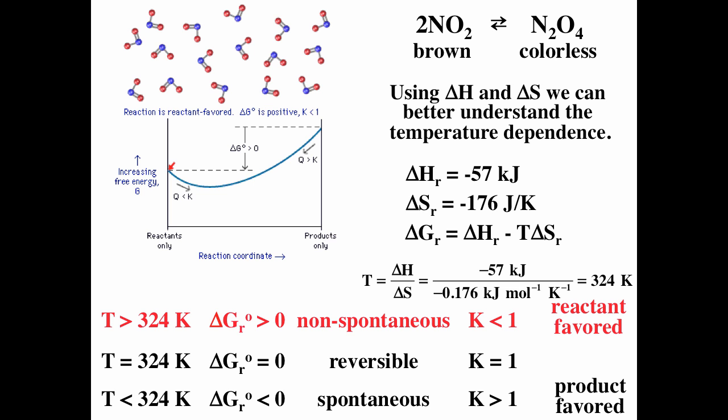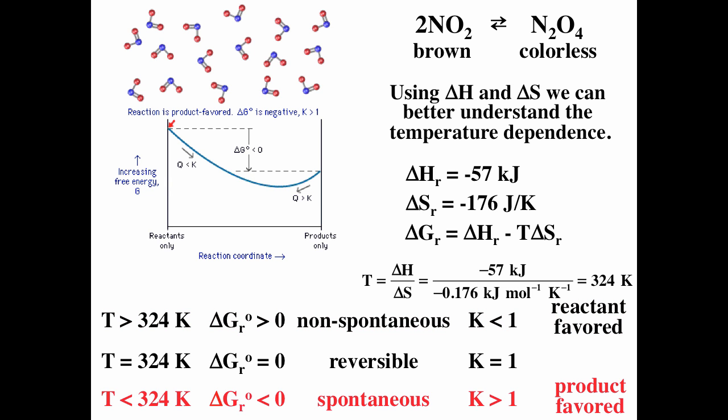And so again, if we look at free energy as a function of reaction quotient, the minimum is closer to the reactants at high temperature. And then as we reduce the temperature in this case, that minimum actually goes over to the right. And so below 324 Kelvin, the minimum is closer to the products and our K is greater than 1.